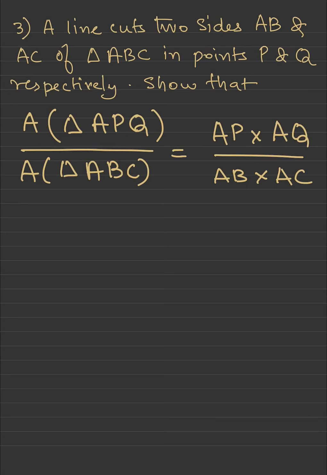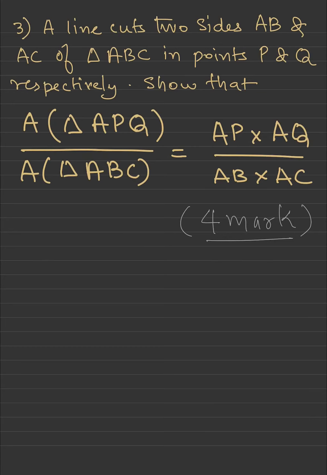And one more problem. This is basically a 4-marker question, and that's quite an important sum. Here they have said a line cuts two sides AB and AC of triangle ABC in points P and Q respectively. Show that area of triangle APQ upon area of triangle ABC is equal to AP into AQ upon AB into AC. So you have to first draw the diagram and check what is to be proved.